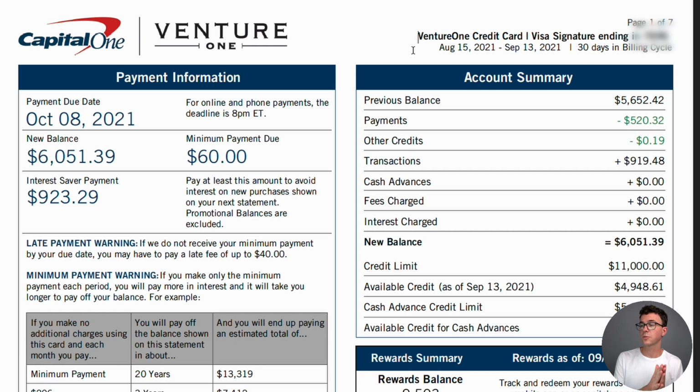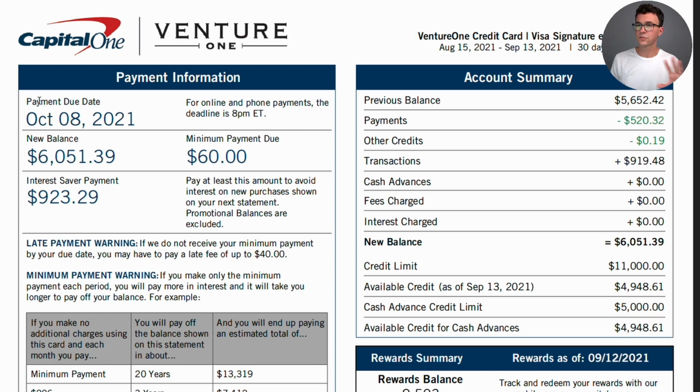So if I had charged something at 10 p.m. on August 14th, it might actually go through on the 15th and would show up here. If I charged something late on the 13th, the transaction would probably still be processing on the 13th and would show up on September 14th, which would be on my next credit card statement.